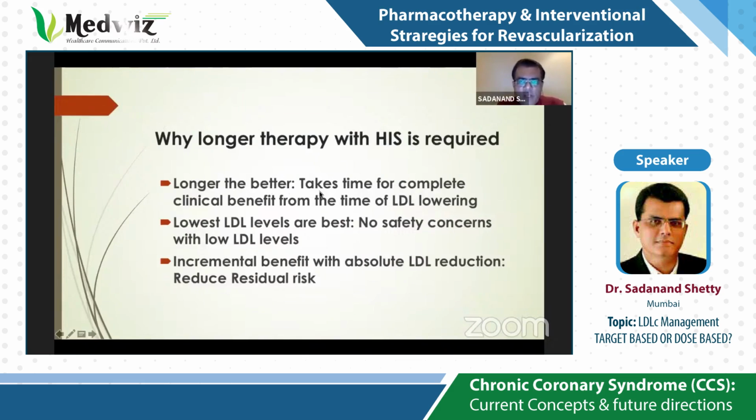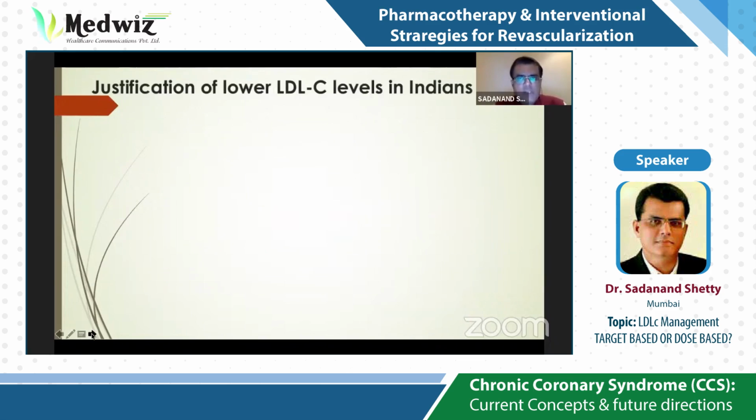Now coming to longer therapy, high intensity statin is required. Why is it required? Longer is better, because it takes time for complete clinical benefit from LDL lowering. I did mention in one of the slides the cumulative effect of LDL over time, and longer is better. Lowest LDL is best because there is no safety concern. At the same time, there is incremental benefit in CV risk. Incremental benefit with absolute LDL reduction is seen because the residual risk is reduced.